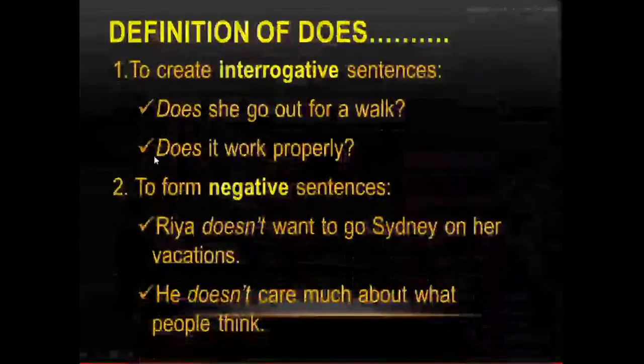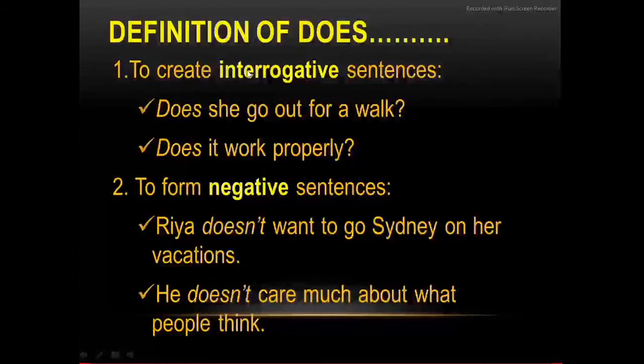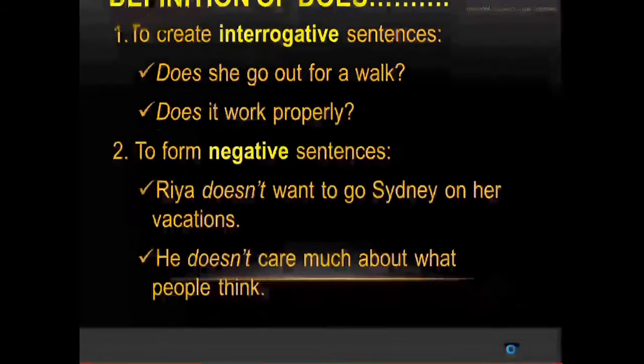Example 1. To create interrogative sentences. Does she go out for a walk? Does it work properly? 2. To form negative sentences. Ria doesn't want to go to Sydney on her vacations. He doesn't care much about what people think.